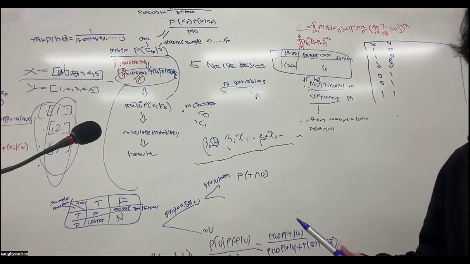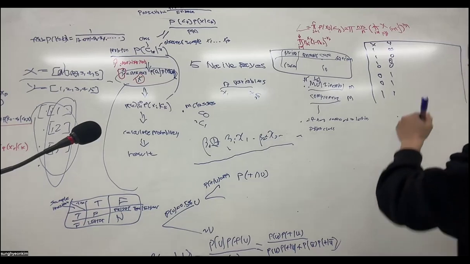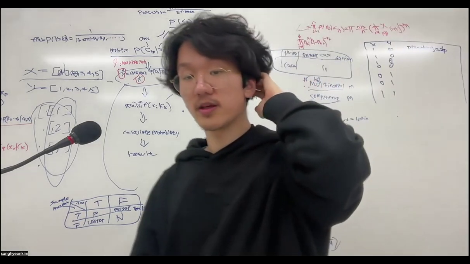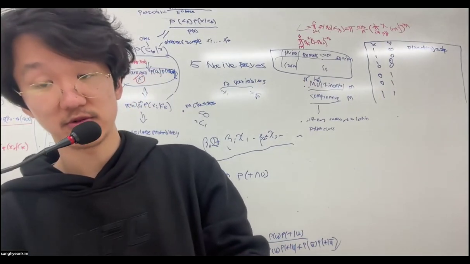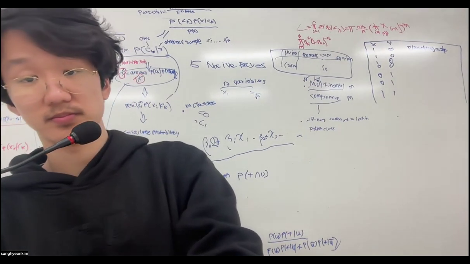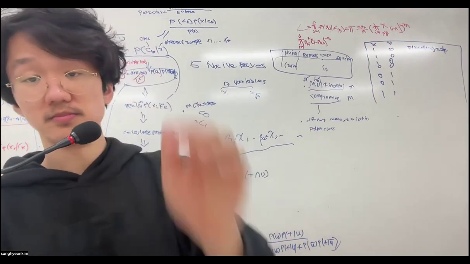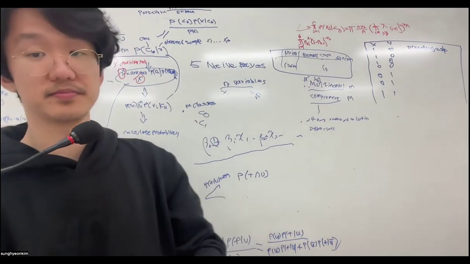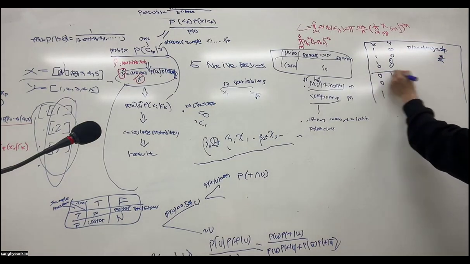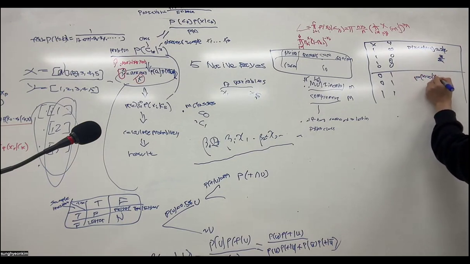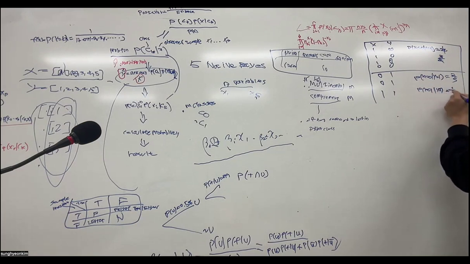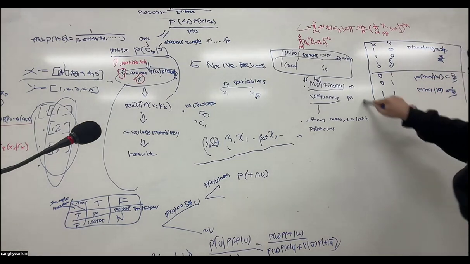Then P(x equals 0 | y equals 0) will be 1 over 4, and P(x equals 1 | y equals 0) will be 3 over 4. And P(x equals 0 | y equals 1) will be 2 over 3, and P(x equals 1 | y equals 1) will be 1 over 3. Then, yeah, we calculated the probabilities.